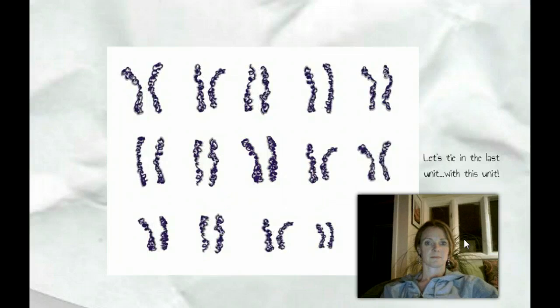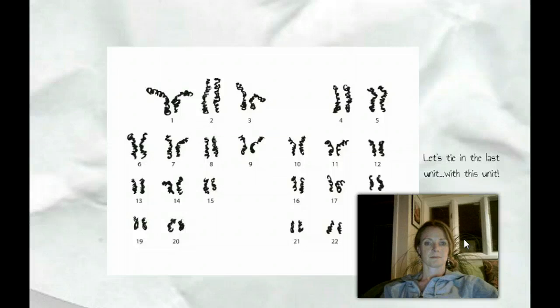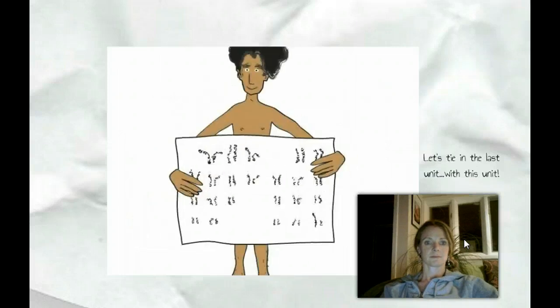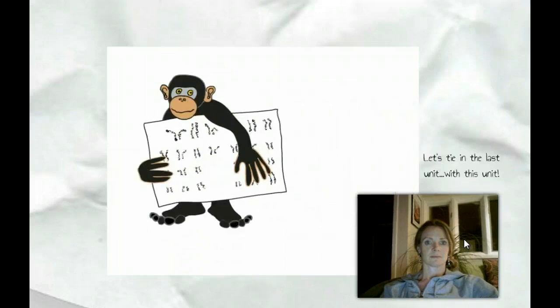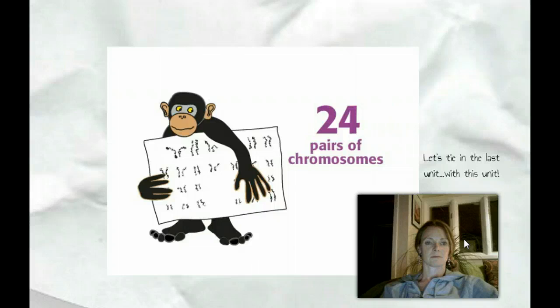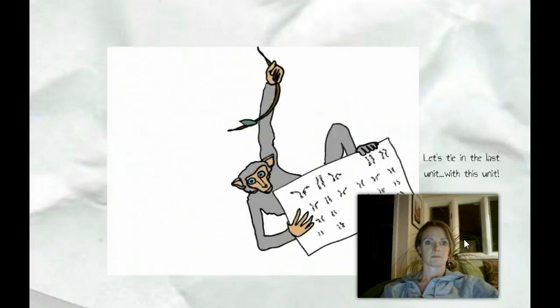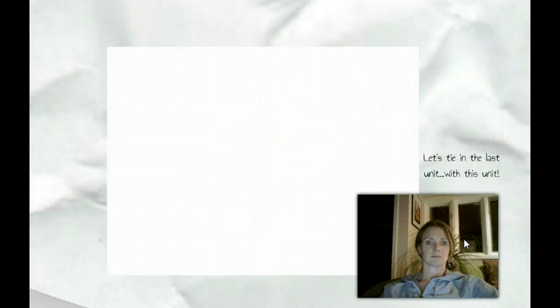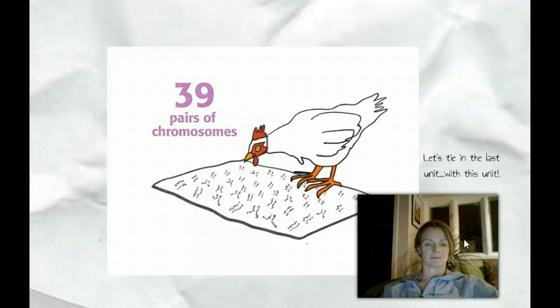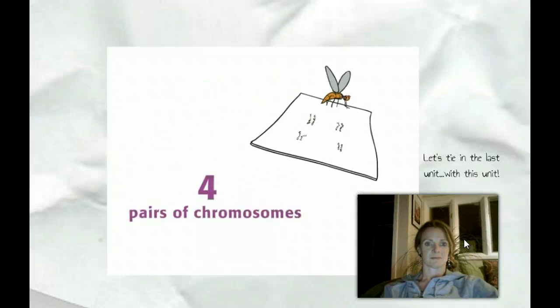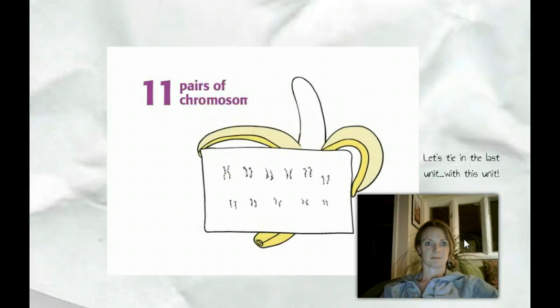Different species have different numbers of chromosomes. Humans usually have 46 chromosomes, 2 sets of 23, or simply 23 pairs of chromosomes. Chimpanzees have 2 sets of 24, or 24 pairs of chromosomes. Rhesus monkeys have 21 pairs of chromosomes. Cows have 30 pairs of chromosomes. Chickens have 39 pairs, fruit flies have 4 pairs, and bananas have 11 pairs.